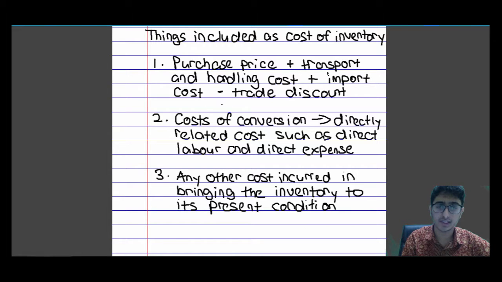Cost of conversion is simply the cost which you have to incur to ensure your raw materials become finished goods. These things are usually the directly related costs, such as direct labor and direct expense. Now, the third one is any other cost incurred in bringing the inventory to its present condition. You must remember these things to include as your cost of inventory.